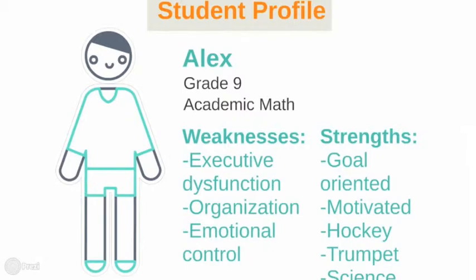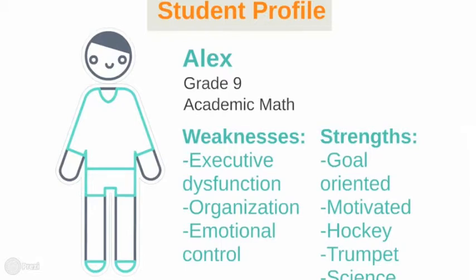Alex is a grade 9 student in an academic math class. He struggles with executive dysfunction in the areas of organization and emotional control. He often gets frustrated when approaching math homework because his notes are so messy and he can't interpret the order of steps involved. Many times he has thrown his notebook across the classroom.